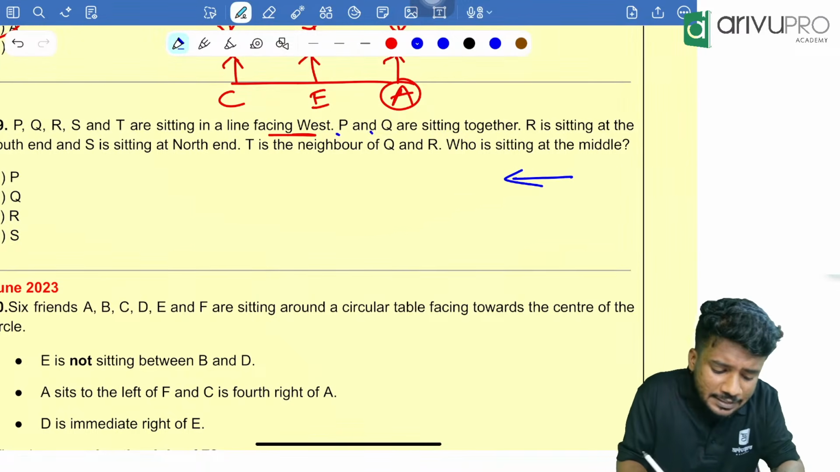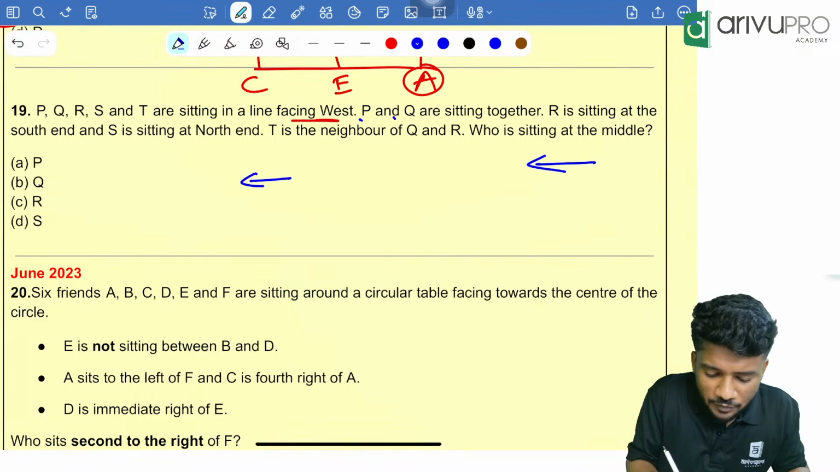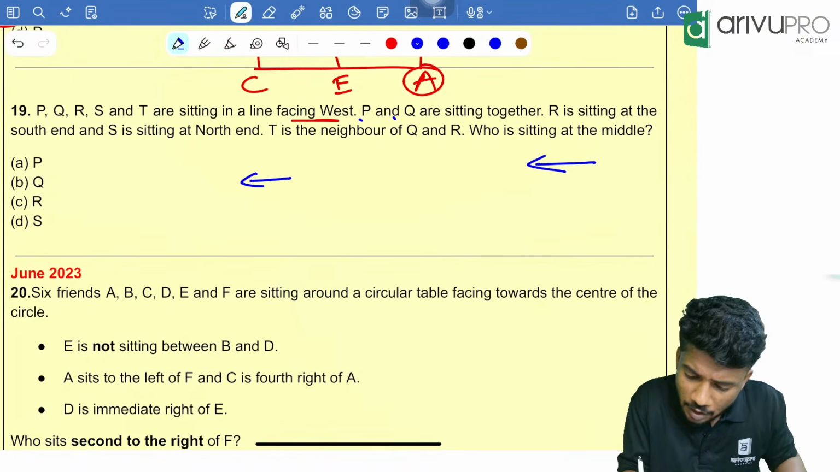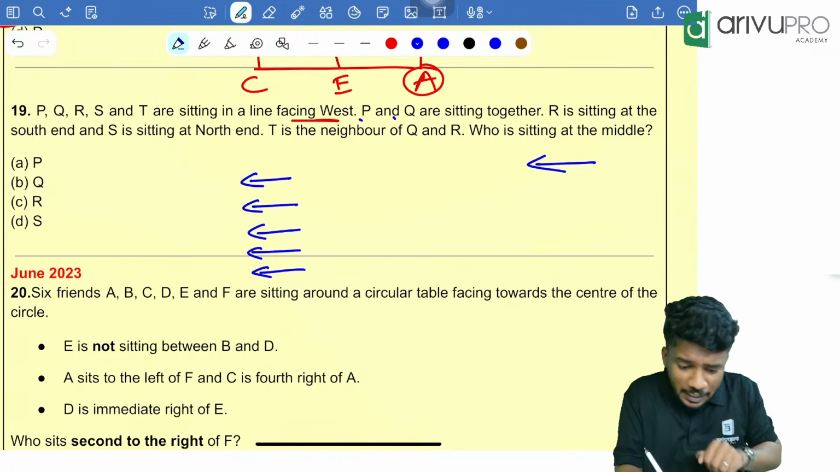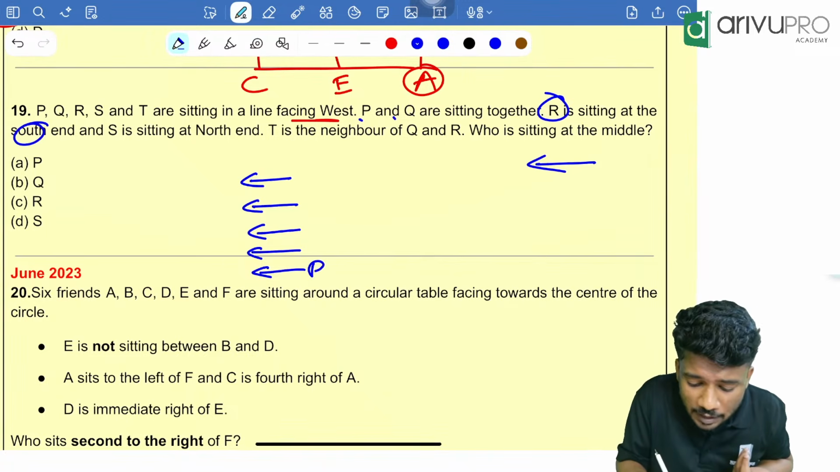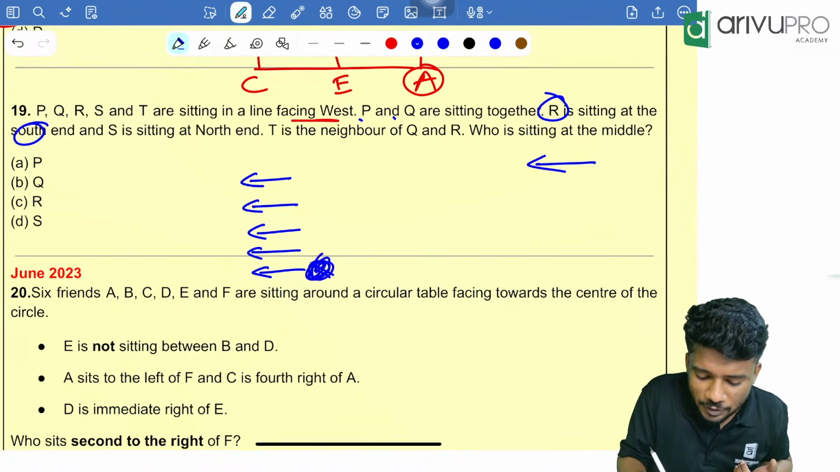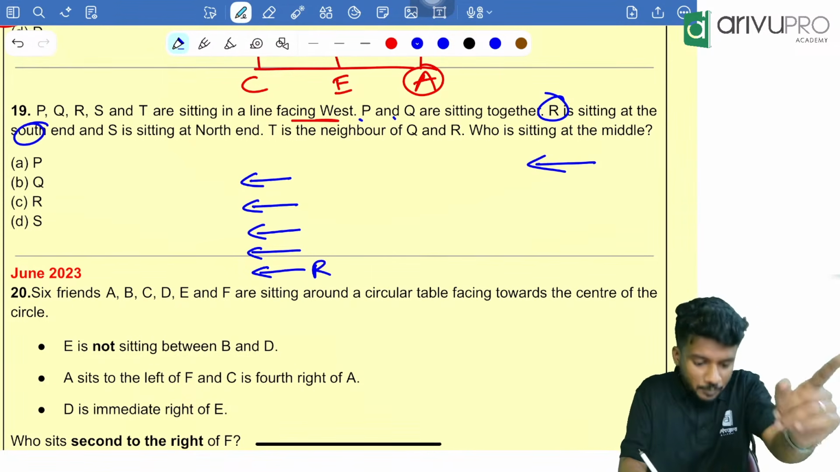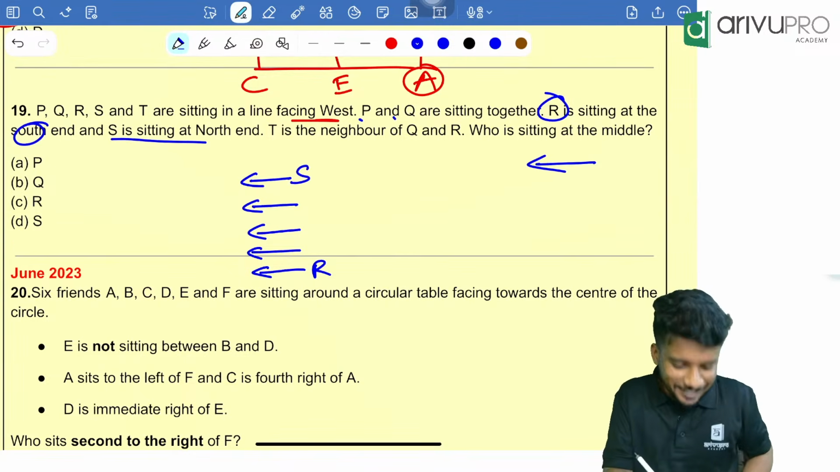R is sitting at the south end. South end means what? If people are looking towards west, how many people are there in total? 5 people, right? 1, 2, 3, 4, 5. That means 5 people are there in total, and R is sitting at the south end. Which is the south end? R is over here. This is north end. This is south end. So R should be where? At the south end, because it is given in the question. S is sitting in the north end. Everything is given.